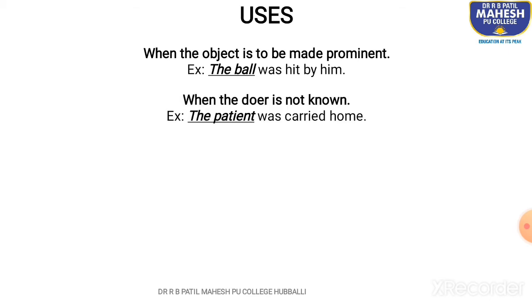Okay. When the doer is not known. Passive voice is used when we do not know the doer, but the action is more important, right? So, the patient was carried home. The patient was carried home. Here, the object of the previous voice, the active voice actually, is made the subject, right?